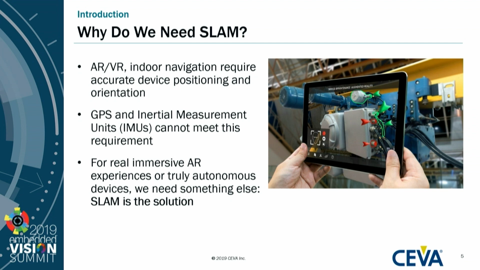So why do we need SLAM? Applications such as augmented reality or virtual reality and applications like indoor navigation require a precise estimation of a device's position and orientation. Solutions that are based on GPS or IMUs only have low accuracy and are not good enough for real products. In order to create a real immersive AR experience, we need to have a truly autonomous device. We need something else. We need SLAM.